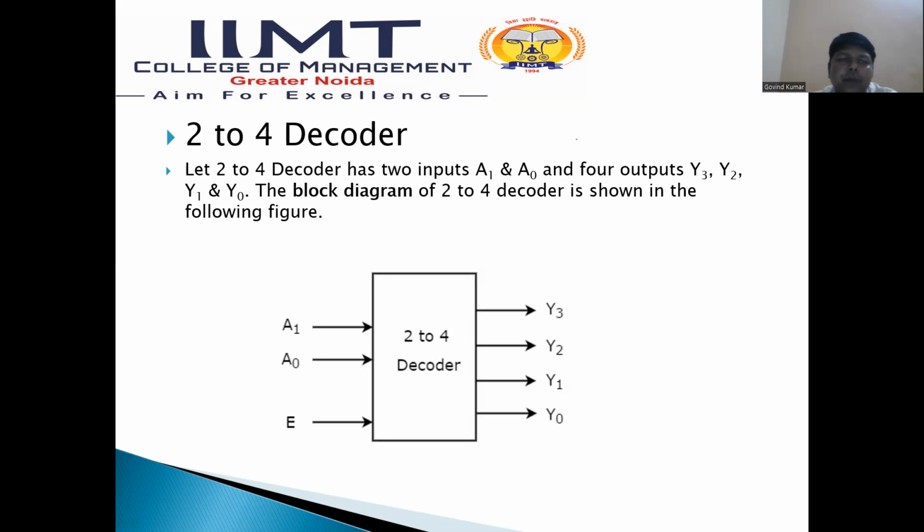2 to 4 decoder. Let the 2 to 4 decoder have two inputs A1, A0 and four outputs Y3, Y2, Y1 and Y0. The block diagram of the 2 to 4 decoder is shown in the following figure: A1, A0, 2 to 4 decoder, Y3, Y2, Y1 and Y0.